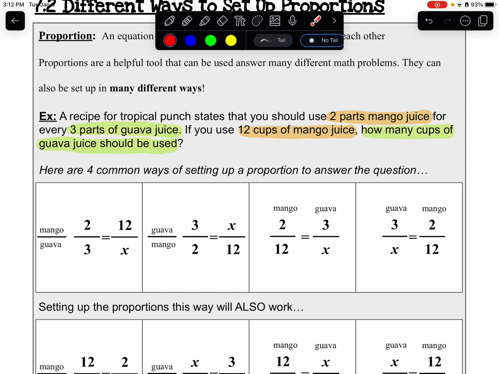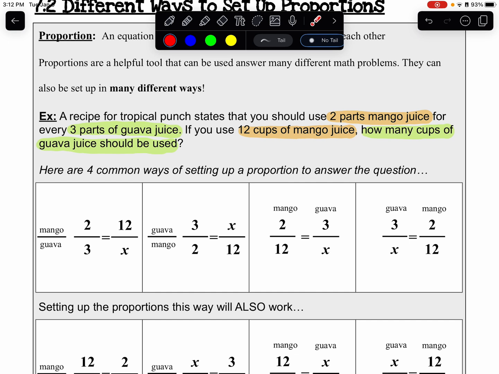We can also reverse it. We can put the guava on top, so 3 parts guava to 2 parts mango, and that's fine. Some people do that for some reason, and that's okay. So notice the 12 is down here because the 12 goes along with the mango. So if we have 12 cups of mango, how much guava? And that goes with guava up there.